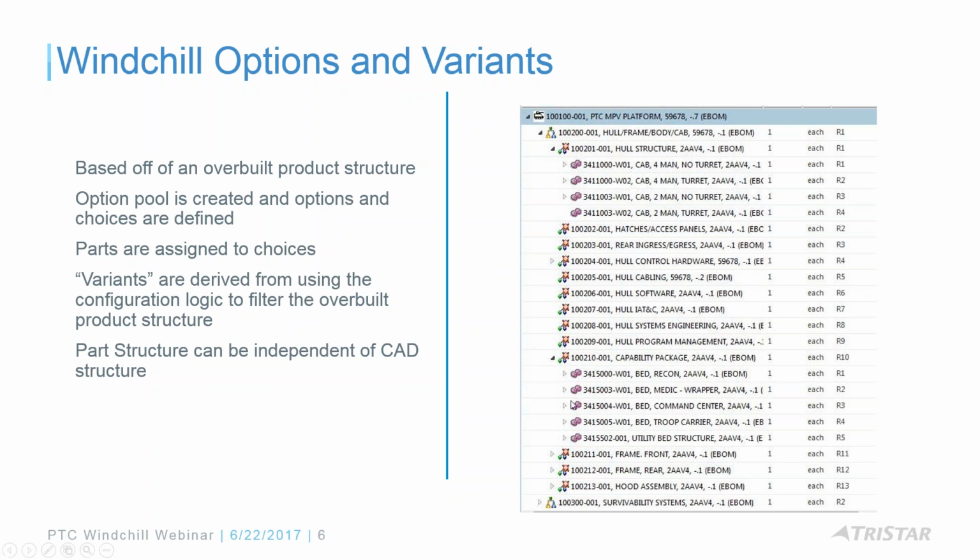But the goal here is to create a structure, give it several modules or options for each of the systems or subsystems, and then define choices for the user to select to take that overbuilt BOM and narrow it down to a BOM that the user needs with all those options.